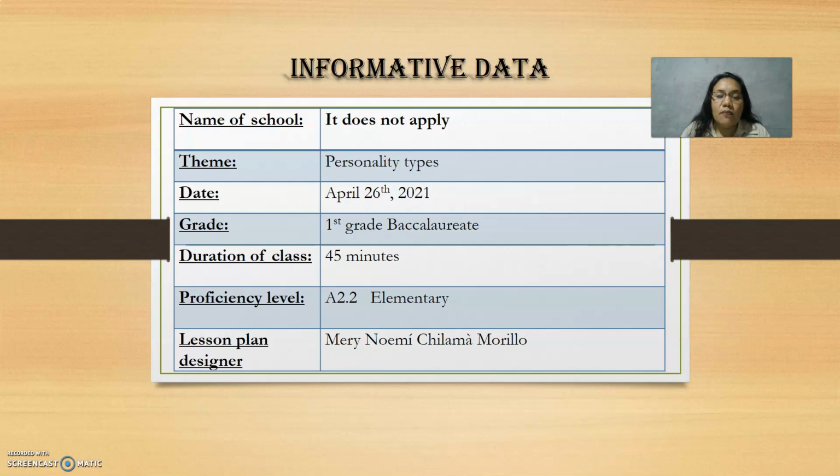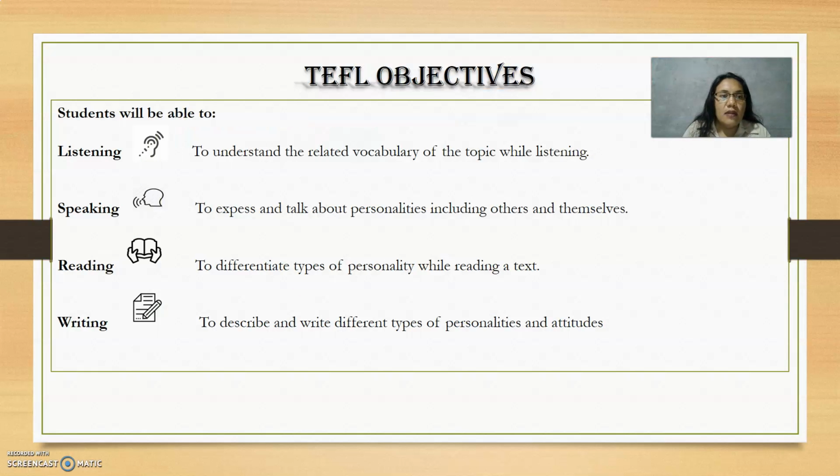Before I start this lesson plan, I have to clarify that the following objectives are related with the basic skills developed in English. After finishing the lesson plan, students will be able to do the following. Listening: students will be able to understand the related vocabulary of the topic while listening. Speaking: students will be able to express and talk about personalities, including others and themselves.